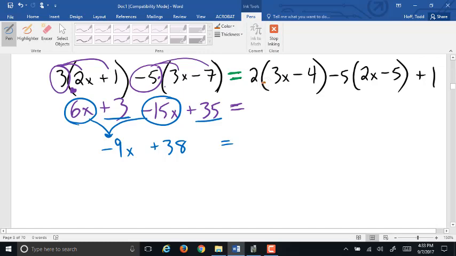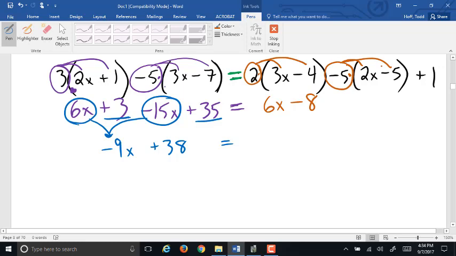First parentheses, again, there's nothing we can do inside any of them. So we're going to distribute the 2. When we distribute the 2, what do we get there? 6x minus 8. There we go. The next parentheses, there's a -5 that we need to distribute again.